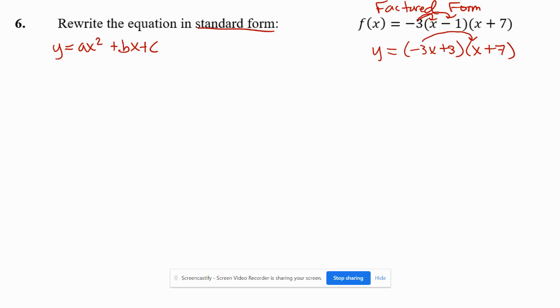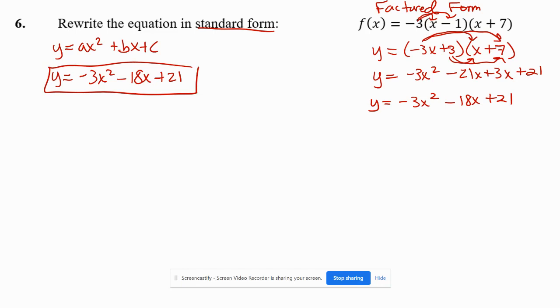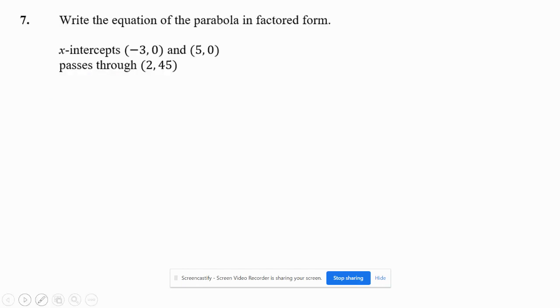So negative 3x times x, negative 3x squared. Negative 3x times 7 is a minus 21x. 3 times x is positive 3x. 3 times 7 is a positive 21. Let's combine like terms. Negative 21x plus 3x will give us negative 18x plus 21. So our equation in standard form is y equals negative 3x squared minus 18x plus 21. All right, number 7, they want factored form.